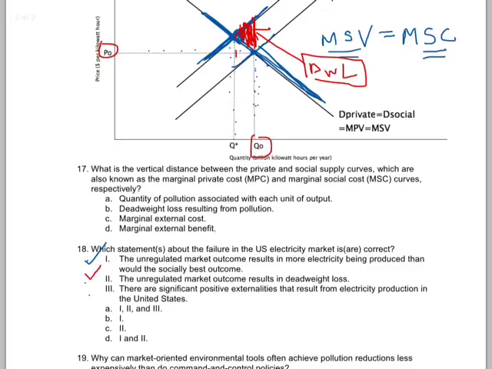All right, so 2 is true. 3, there are significant positive externalities that result from electricity production in the U.S. Nope. We've got marginal private value and marginal social value functions that are equal. That means there are no positive externalities. So 1 and 2 are correct. D is the right answer.